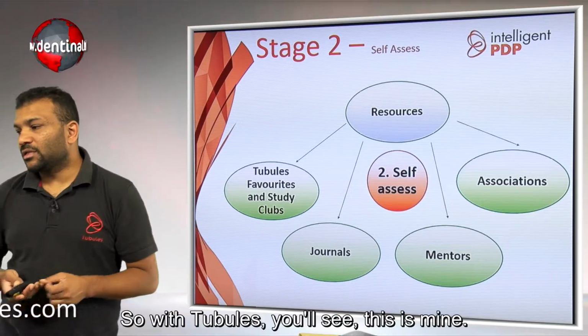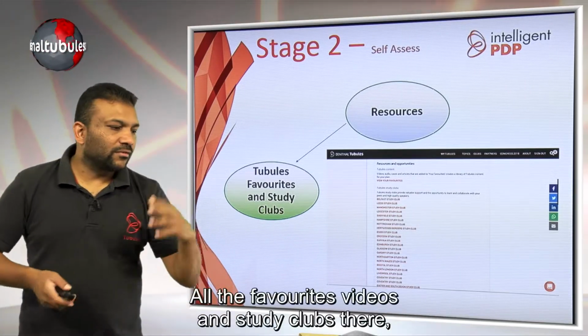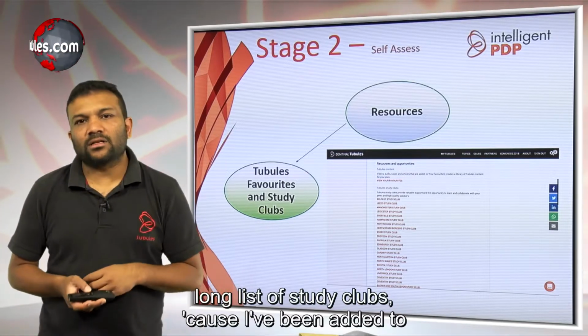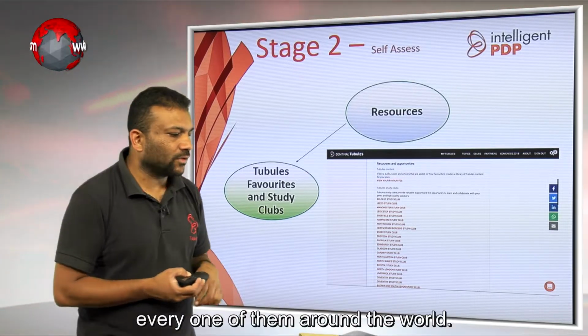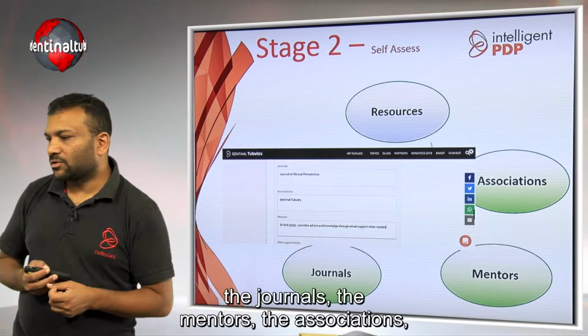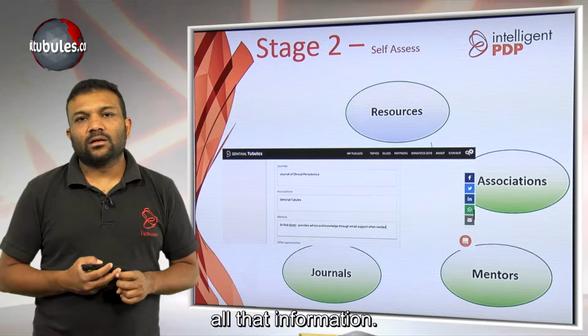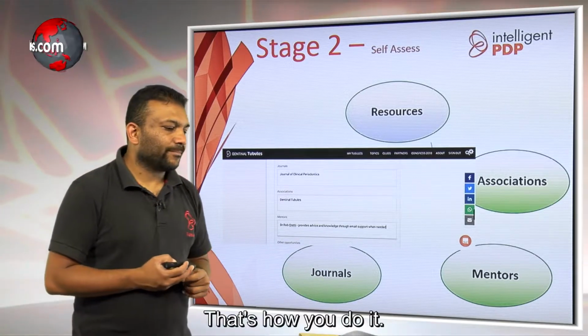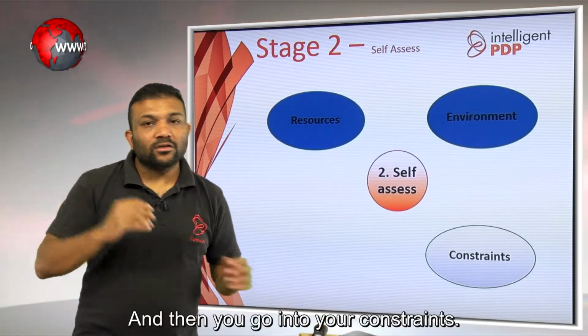So with Tubules, you'll see, this is mine. All the favorites videos and study clubs are there. Long list of study clubs, because I've been added to every one of them around the world. But I can add all these other things, the journals, the mentors, the associations, all that information. That's how you do it. And then you go and enter your constraints.